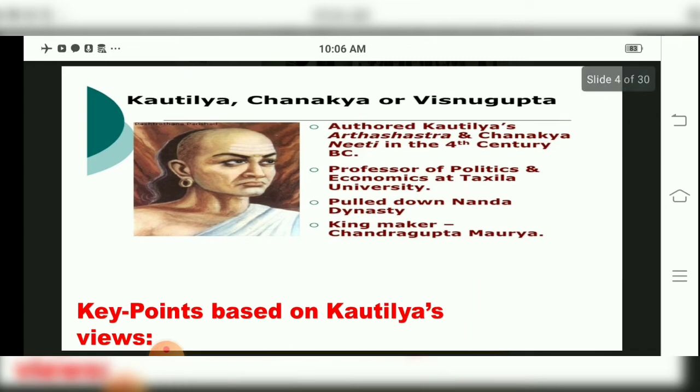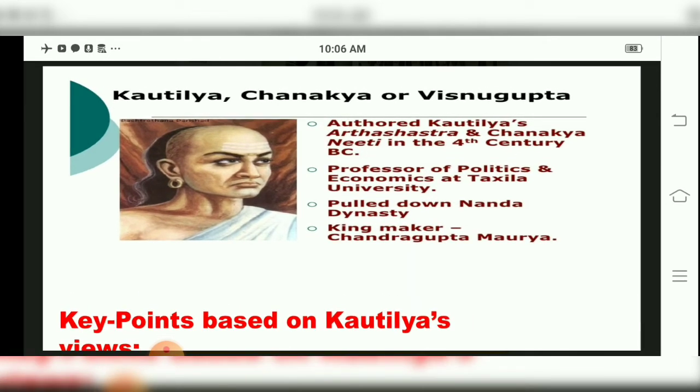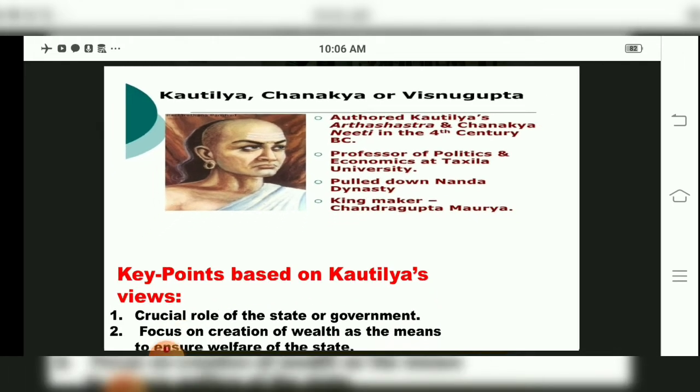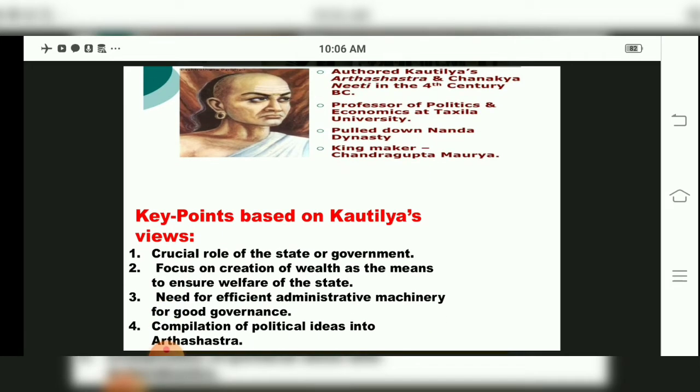Now we'll see what Kautilya, Chanakya or Vishnugupta tells about economics. Kautilya's Arthashastra and the Chanakya Niti, children, date to the 4th century BC. He was a professor of politics and economics at Taxila University, he also served the Nanda dynasty, and he was the kingmaker of Chandragupta Maurya. So Kautilya, Chanakya or Vishnugupta, children, studied Arthashastra and shared it with us.